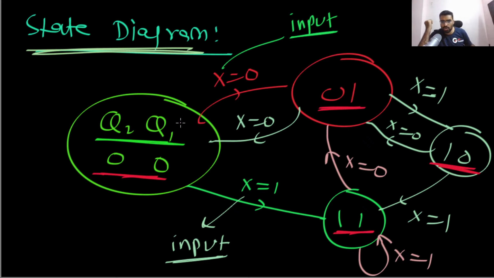In this state 0 0, if input is 0, I will go to 0 1. In this state 0 1, if input is 0, I will go to 0 0. So this is the input. Did you see this? Is this clear?